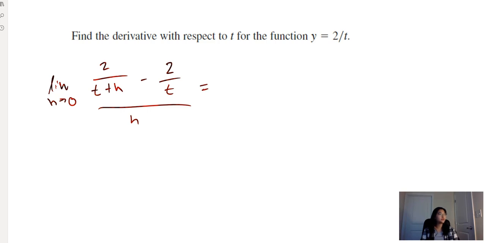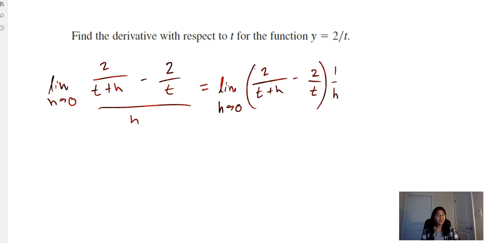So, let's see. How do I want to do this? I think I want to do 2 over t plus h minus 2 over t all over h. Instead of writing this as all over h, I think I want to multiply all of it by the reciprocal of h, because division is not actually a different operation. It's just multiplication by the reciprocal. And then, what does that leave me with? Limit as h approaches 0 of 2 over h times t plus h minus 2 over t times h.